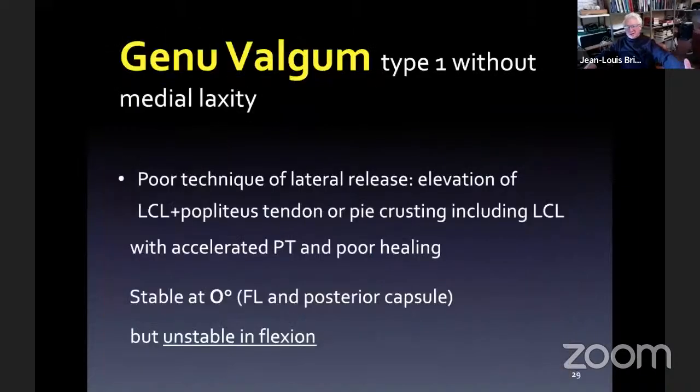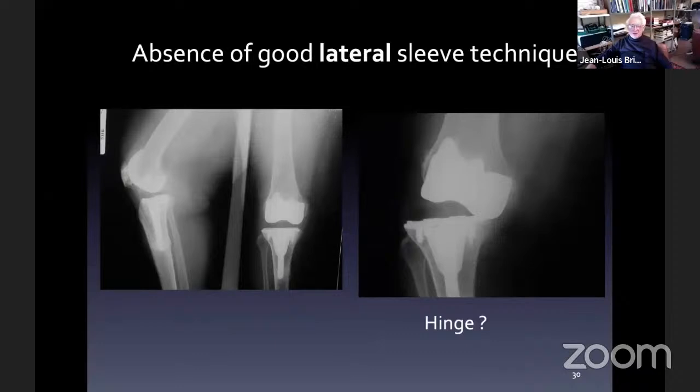Next. Okay, genu valgum, if you have a poor technique of lateral release, and if you release completely the LCL and popliteus, well, you end up with an unstable knee. Next. Okay, so this knee, well, obviously everything was cut, and I think you need a hinge. Next.